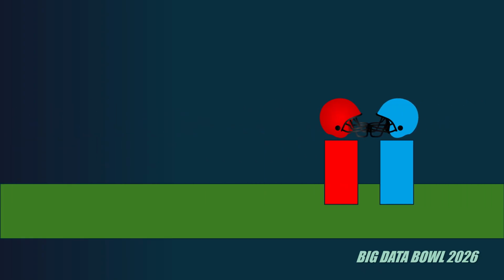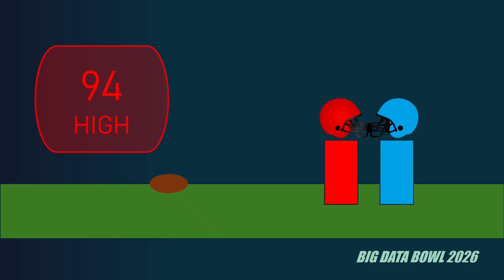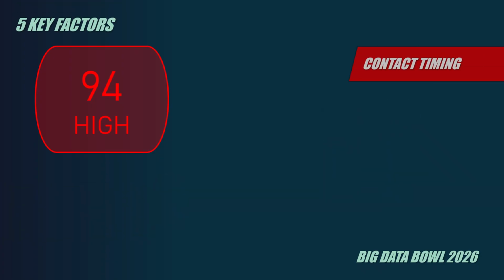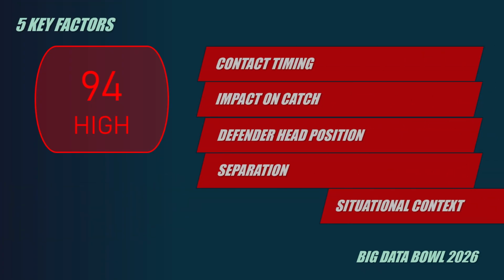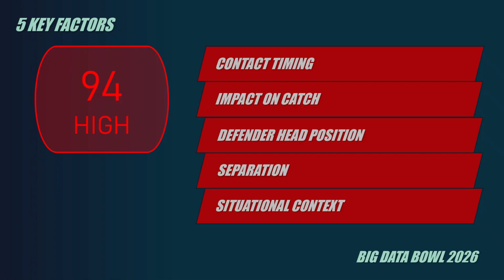So if we go back to our play here, we have the contact and the pass. Then ideally we would have data funnel through an algorithm to produce this number. Of course, the figuring out of this number is the meat of the project. Using the provided tracking data and other data that is publicly available, we were able to determine 5 main factors: contact timing, impact on catch, defender head position, separation, and situational contact.